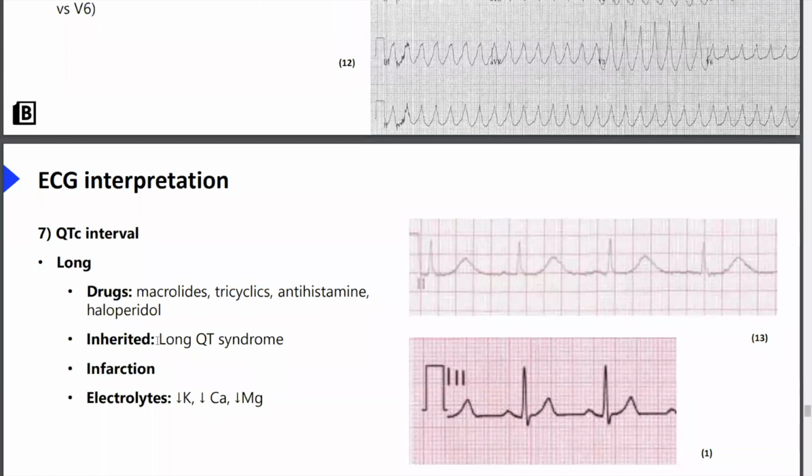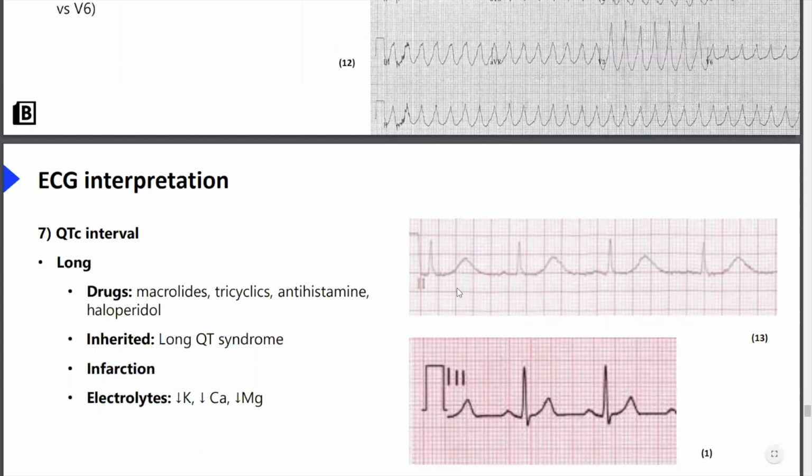Inherited defects in ion channels in the heart, known as long QT syndrome, and there are various subsets of this, which we will go into in the pathology lecture. Myocardial infarction, low levels of electrolytes, low potassium, low calcium, low magnesium, all prolong the QT interval.